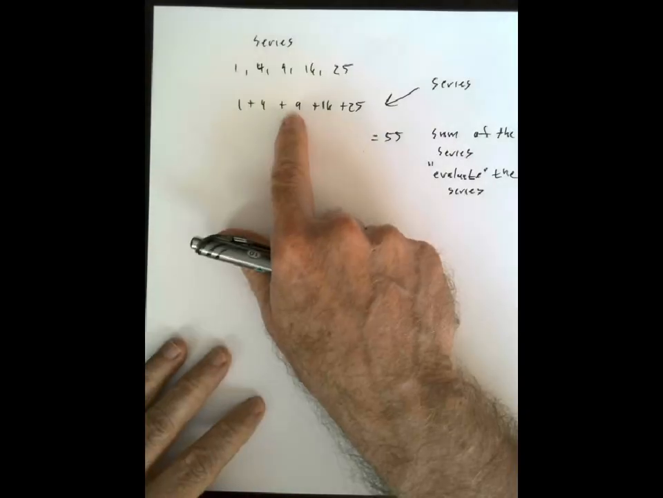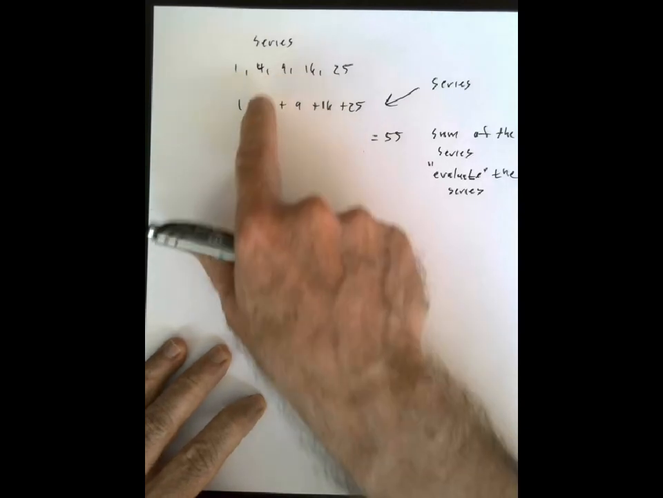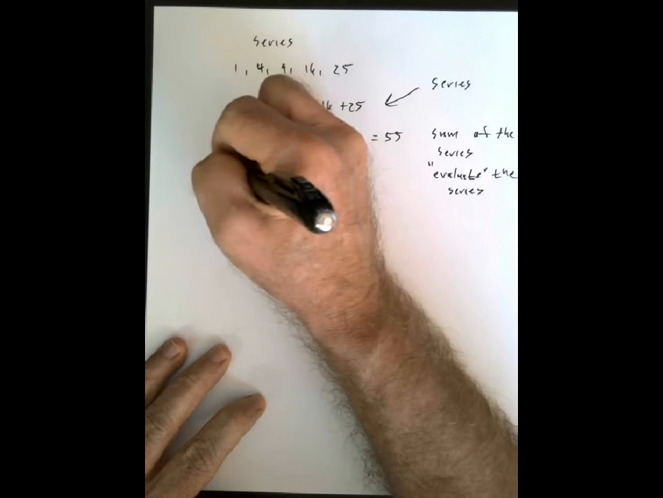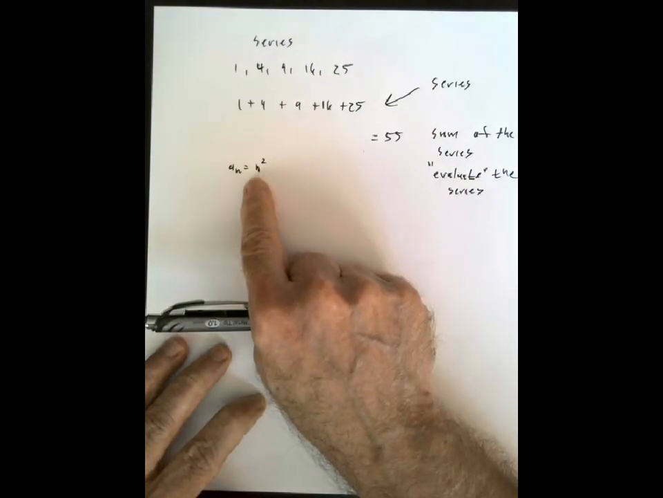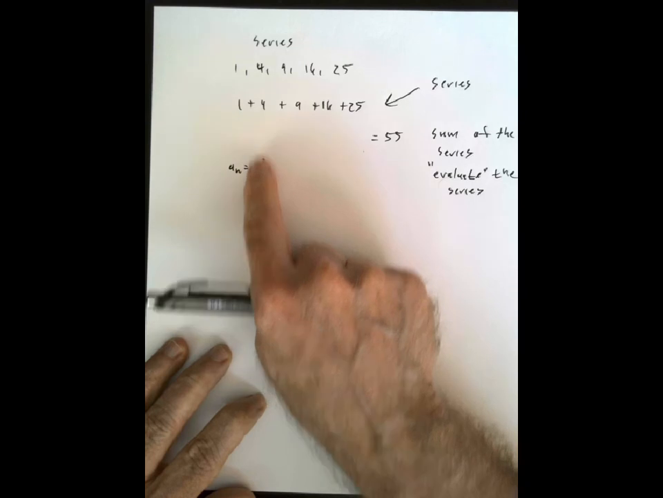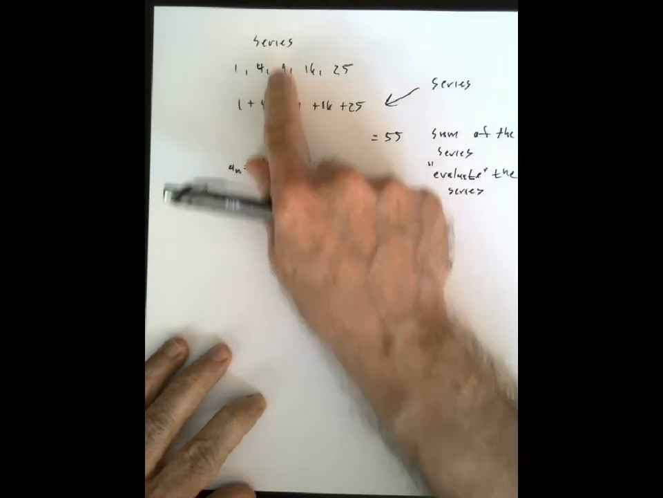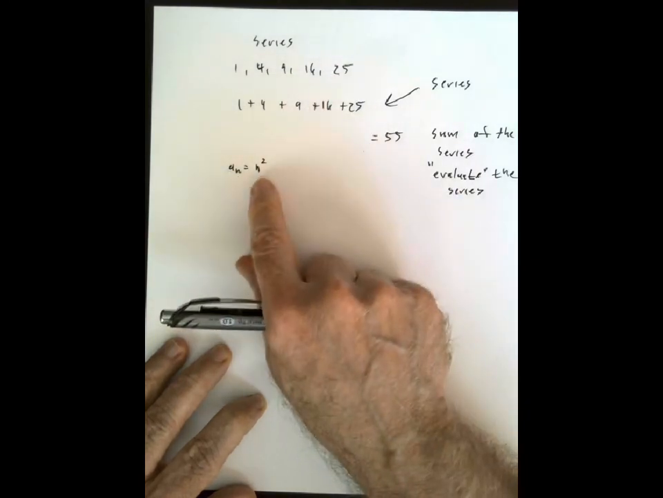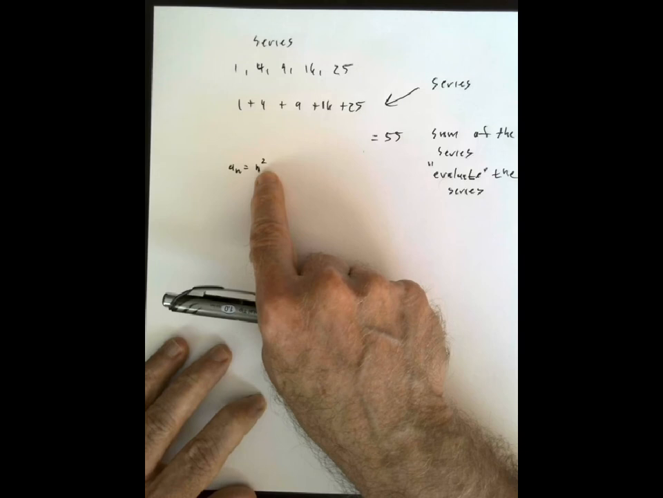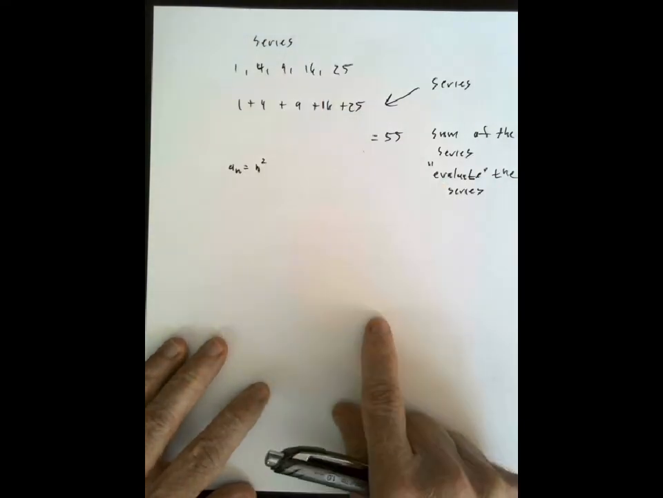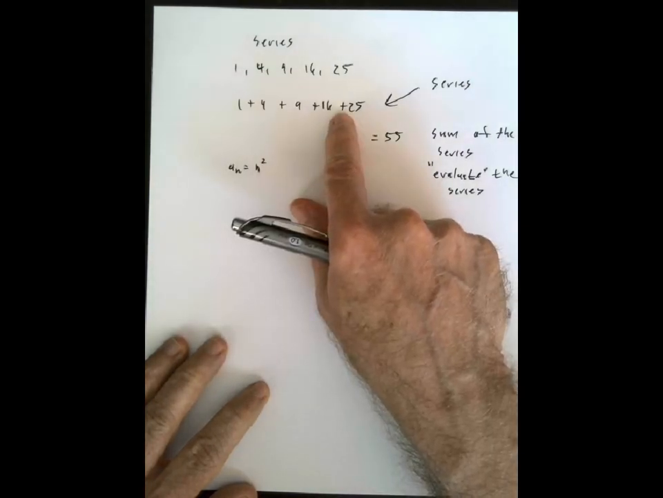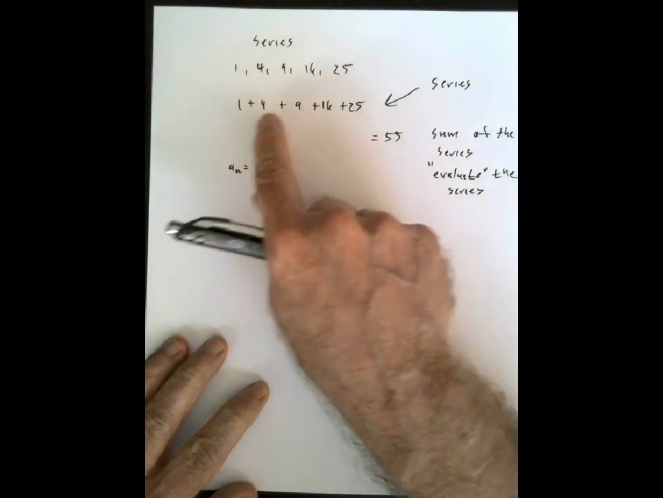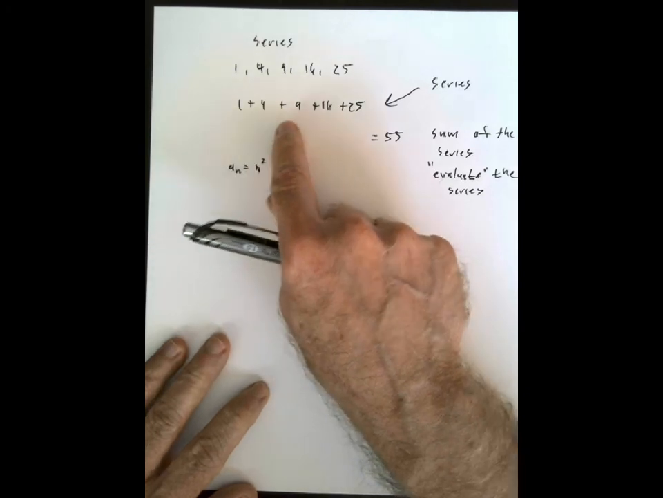Now, series can be written also using a formula. For example, just like this sequence up here had a formula where a sub n was equal to n squared. The first term, 1 squared is 1. The second term, 2 squared is 4. The third term, 3 squared is 9. The fourth term, 4 squared is 16. The fifth term, 5 squared is 25, and so on. This was our general formula for that sequence. This series would have the same general formula that generates the terms of that sequence. 1 plus 4 plus 9 plus 16 plus 25.